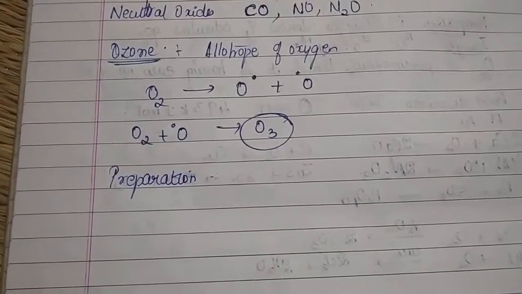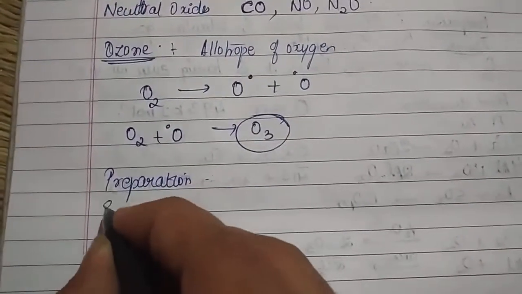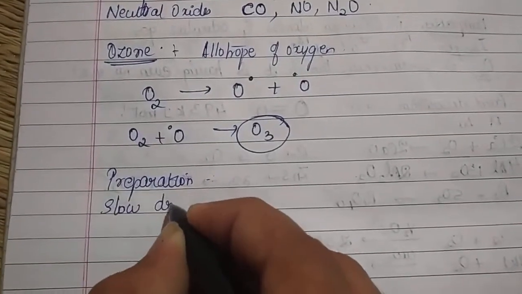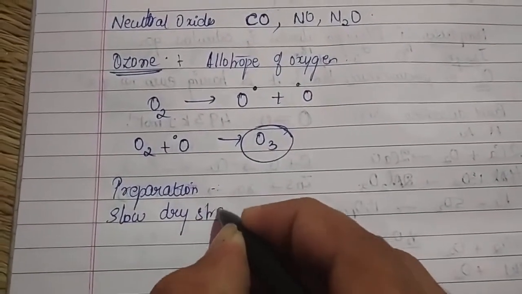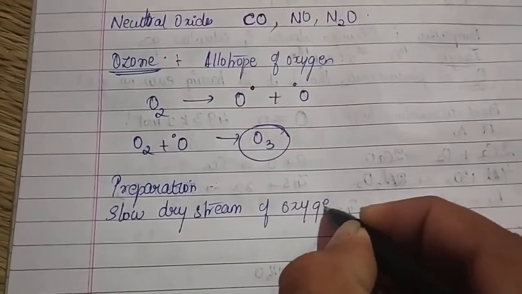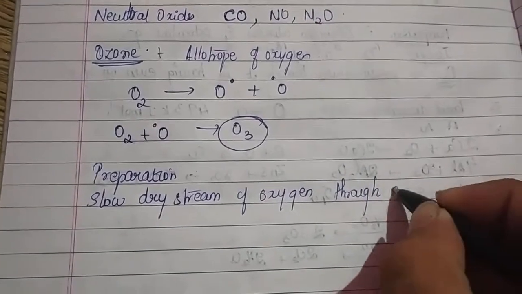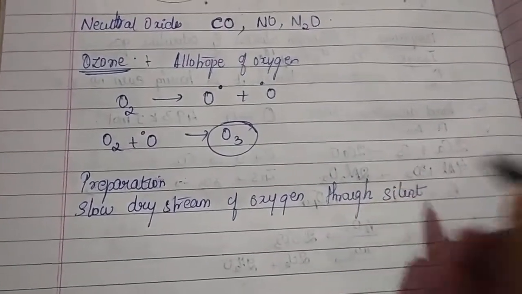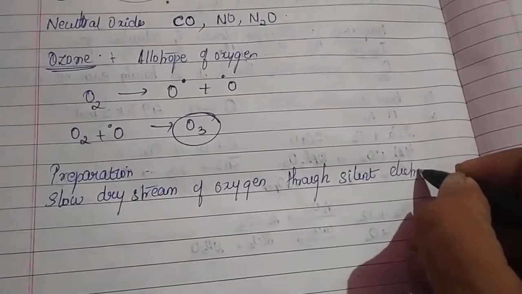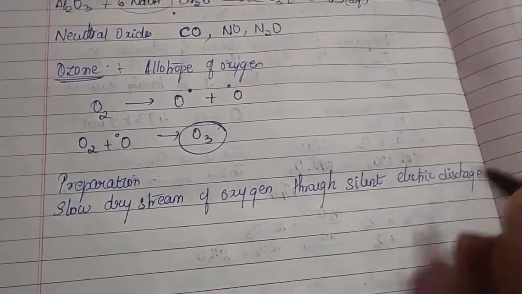Do remember, ozone is mainly prepared by passing a slow dry stream of oxygen through silent electric discharge. This word "silent" is very much important. Silent electric discharge. Only electric discharge is different, silent electric discharge is different.